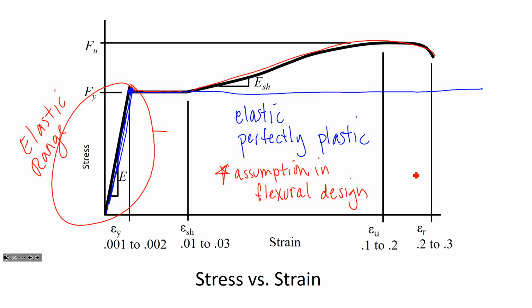That means once it hits that yield stress, Fy, it doesn't go all the way up to Fu. Even though it theoretically might be able to hold a little bit more stress, have a little bit of strength left in it, we're not gonna say that it can. So elastic, perfectly plastic.